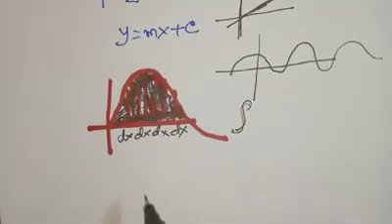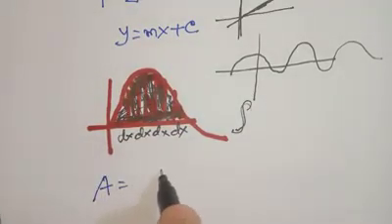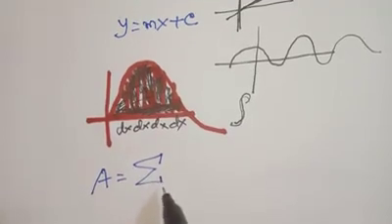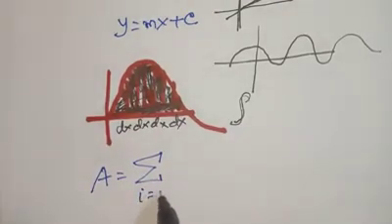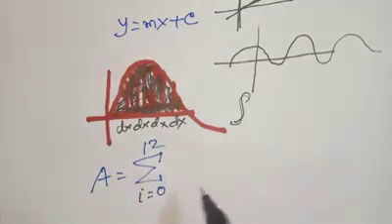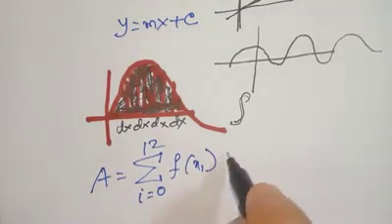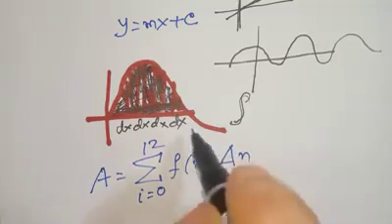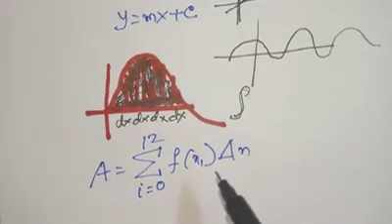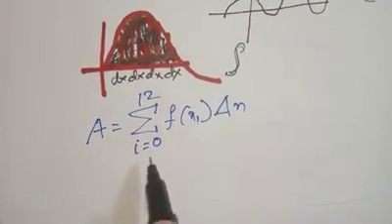So if I take something like A equals, let us take, for example, sigma i equals 0 to 12 of a function of x times i, delta x, and this delta x keeps on changing, right? So this is where we are using summation.